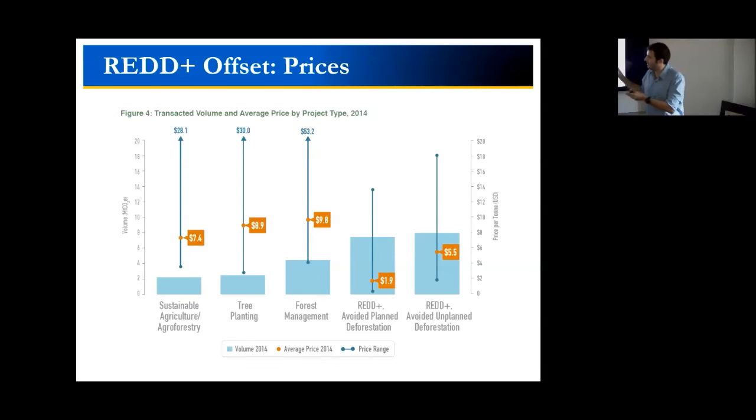And this is just another, it's a similar picture, but just focused on sort of forest-based projects. To have sustainable agriculture, agroforestry, tree planting, forest management, two types of REDD. And you can see how those prices also vary a lot. Okay.